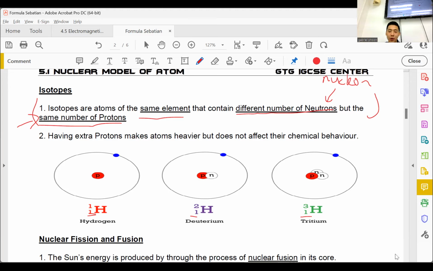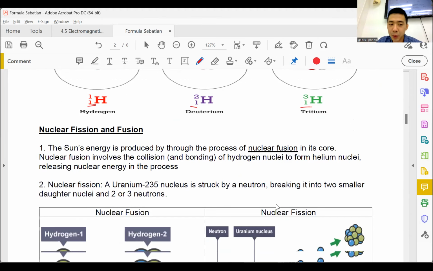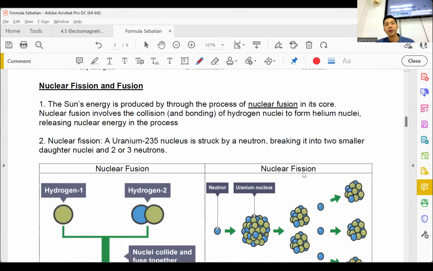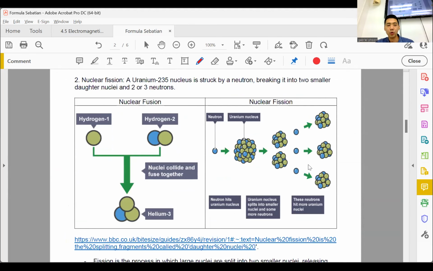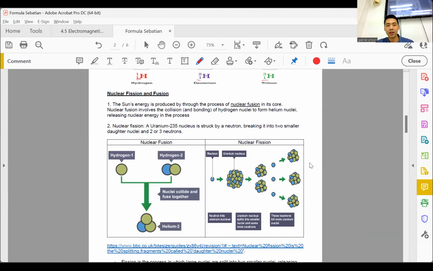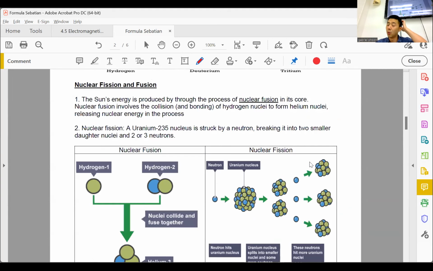Okay, then the last part I want to talk about today is basically the difference between nuclear fusion and nuclear fission, guys. Who here can give me an example of what a nuclear fusion is? And who here can give me an example of what a nuclear fission is? Where does nuclear fusion occur, boys and girls? I think I've kind of mentioned this before in class. Where does nuclear fusion occur and where does nuclear fission occur, guys?